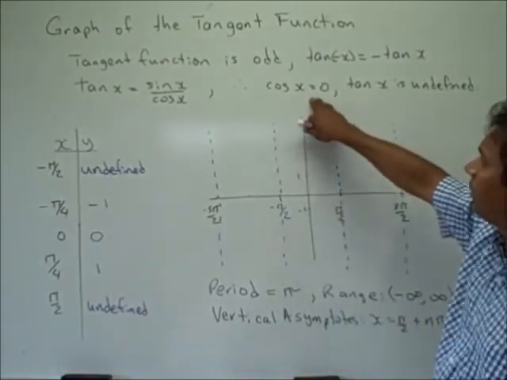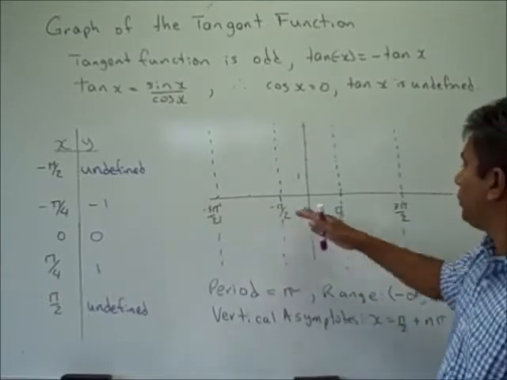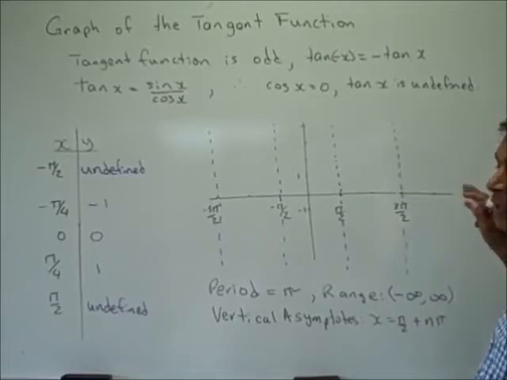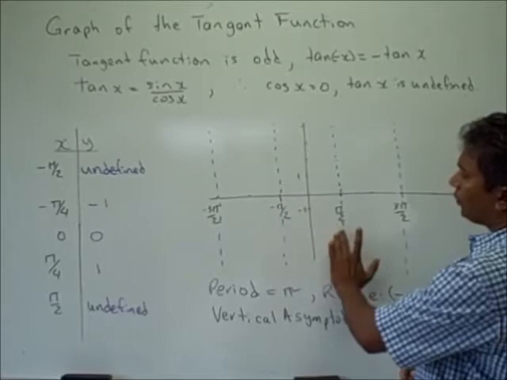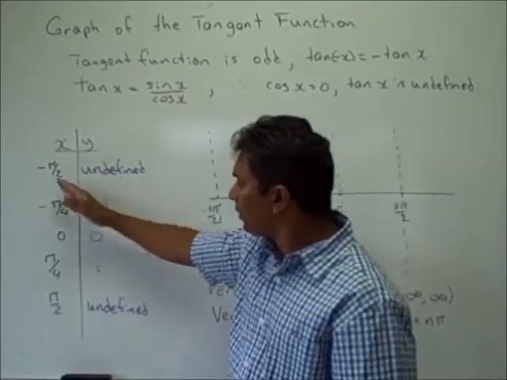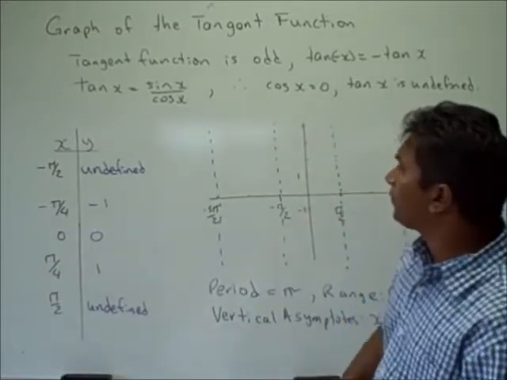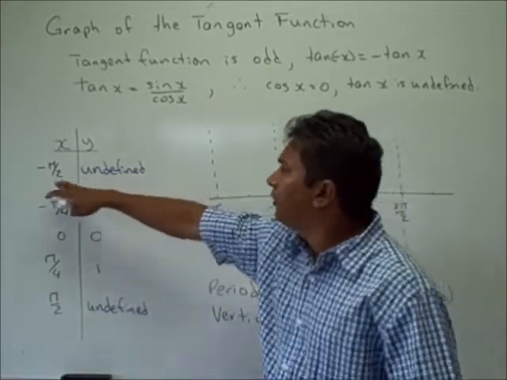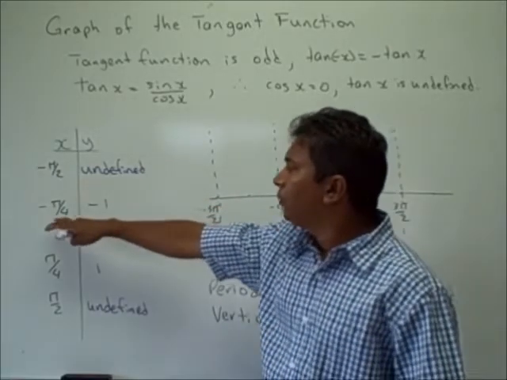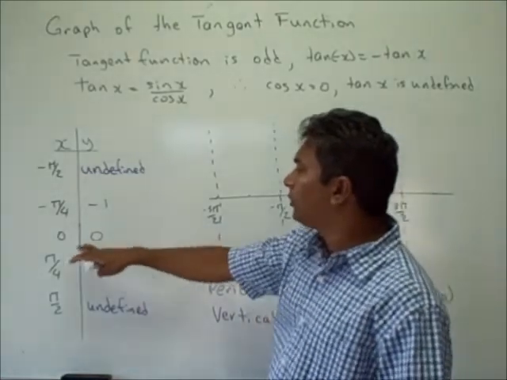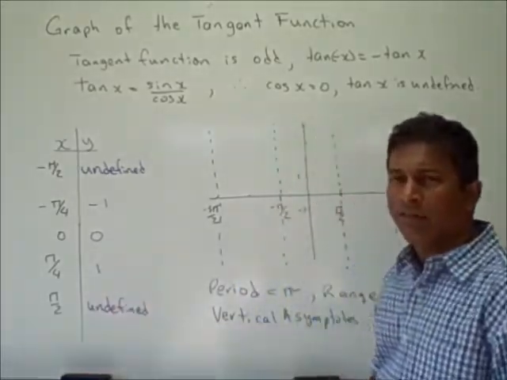We know that cosine of x is equal to 0 at negative 3 pi over 2, negative pi over 2, pi over 2, 3 pi over 2, and so on and so forth. If we choose the period from negative pi over 2 to pi over 2, and we choose negative pi over 4, 0, pi over 4 for our x values, we already know that when it's negative pi over 2, y will be undefined. When it's negative pi over 4, we have negative 1, 0 gives 0, pi over 4 will give us 1, and pi over 2 will make this undefined.